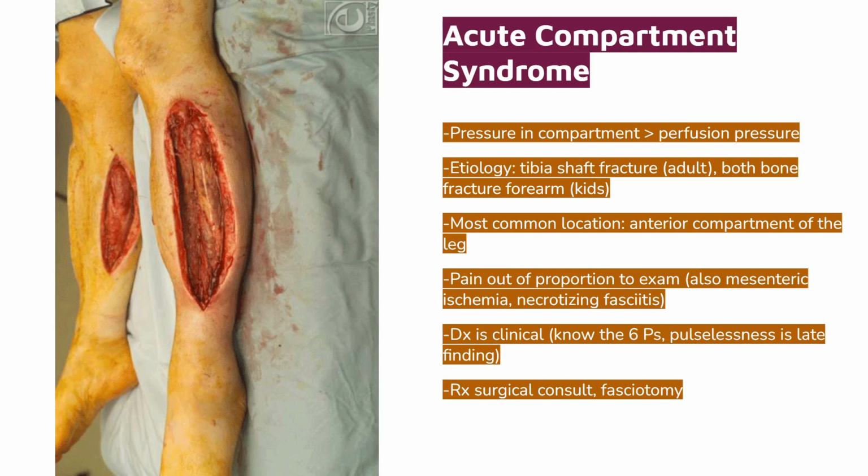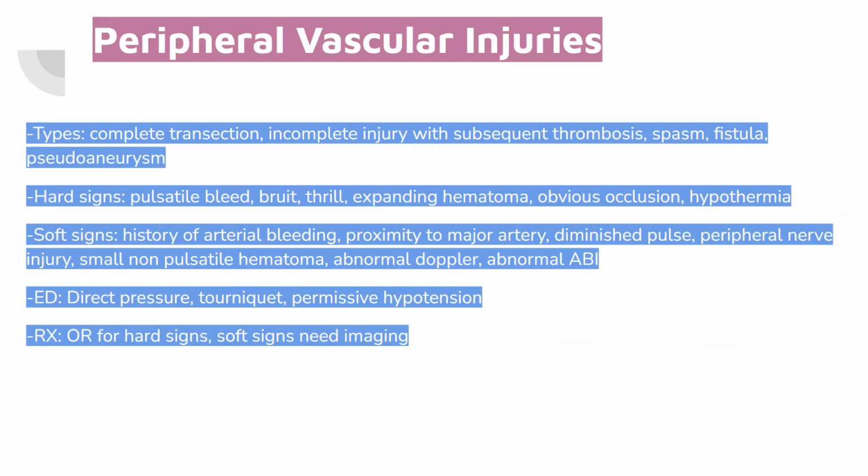You should also think about that with mesenteric ischemia and necrotizing fasciitis, which are things that have pain out of proportion to exam on your ITE. The diagnosis is clinical, but you need to know the 6Ps, right? Surgical consult and fasciotomy are the treatment of choice.